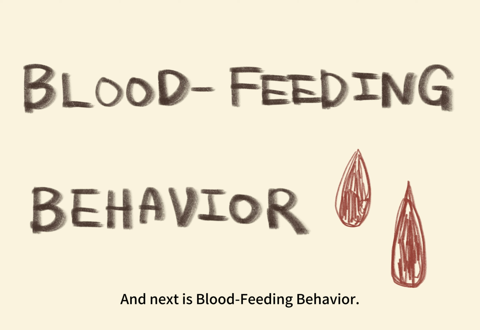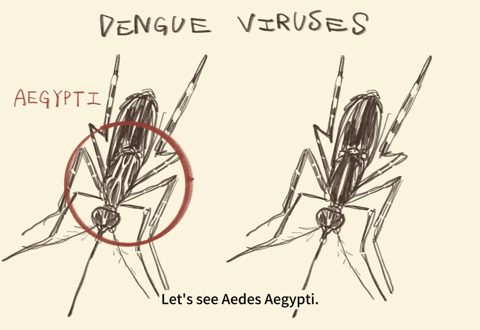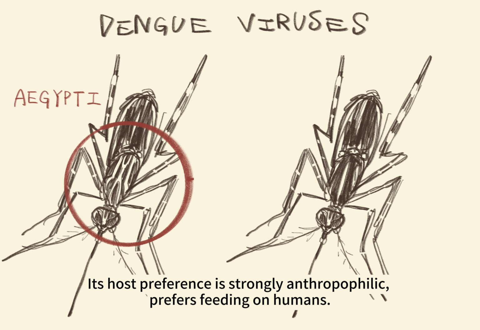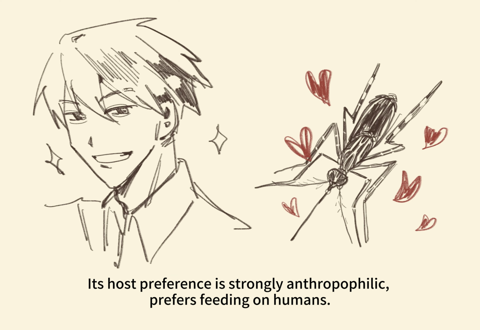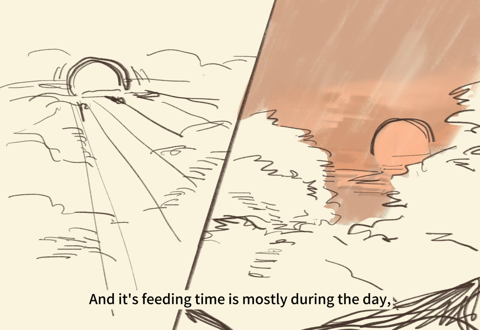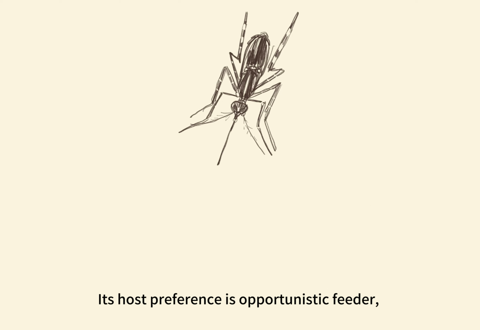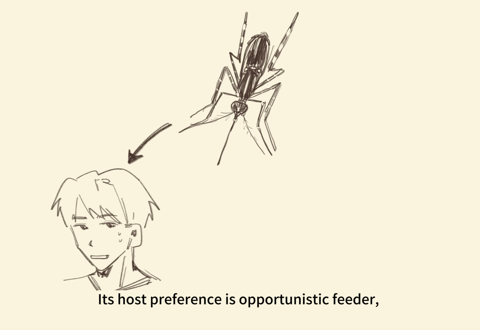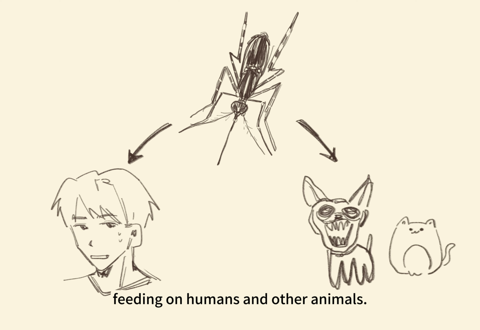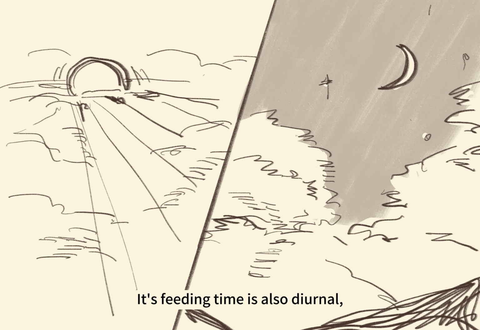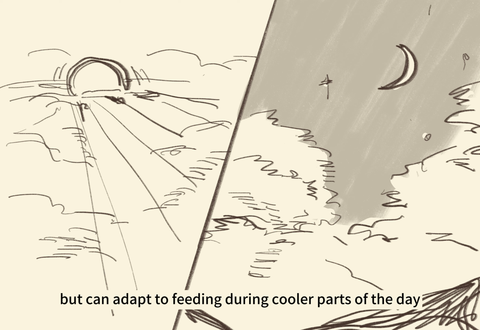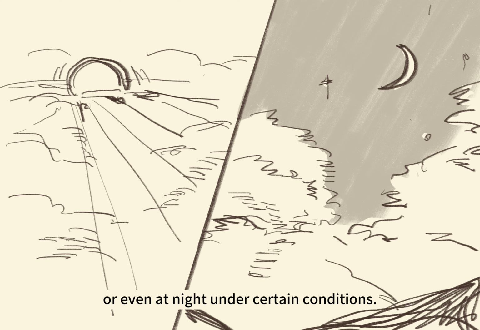And next, feeding behavior. Let's see Aedes aegypti. Its host preference is strongly anthropophilic, preferring to feed on humans, and its feeding time is mostly during the day, especially early morning and late afternoon. And let's see Aedes albopictus. Its host preference is opportunistic feeder, feeding on humans and other animals, and its feeding time is also diurnal, but can adapt to feeding during cooler parts of the day or even at night under certain conditions.